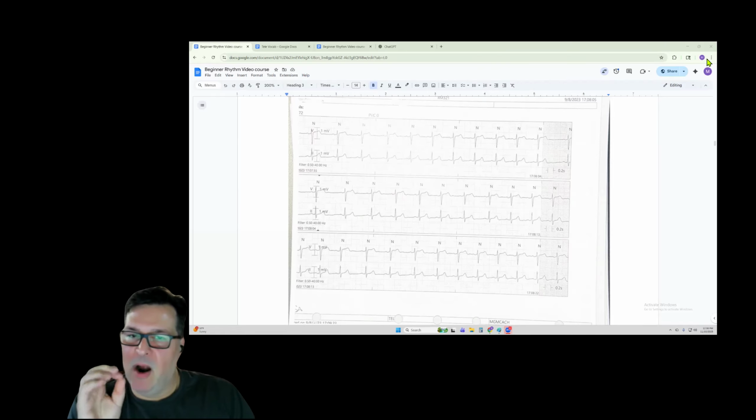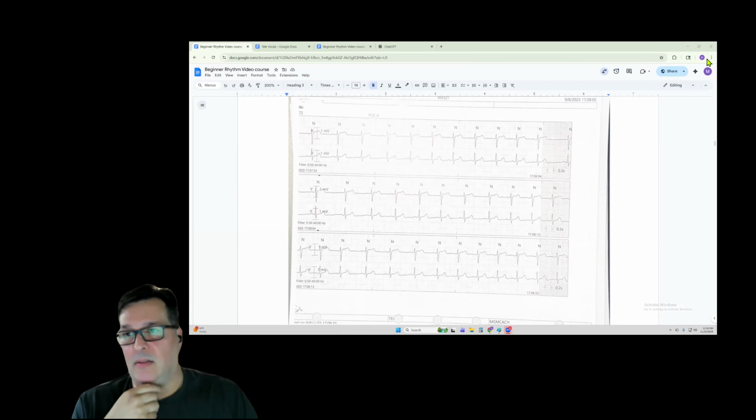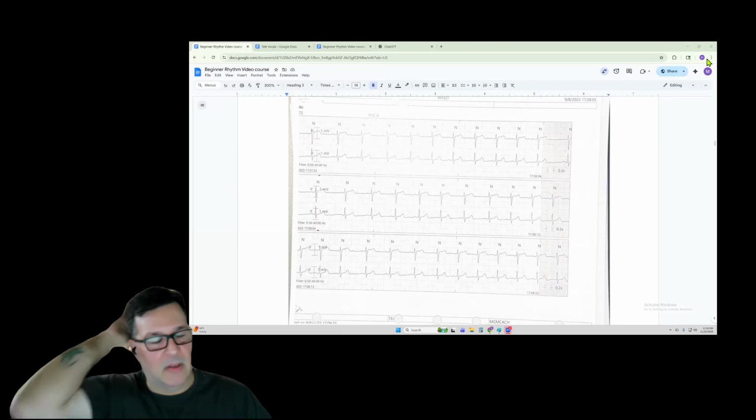And I want to harp on looking at that P wave. When you have an irregular rhythm, you want to make sure that P wave is consistently the same. Because if you have a different P wave, it's something else, which we haven't talked about yet. Oh, we did yesterday, but we'll talk about it again.